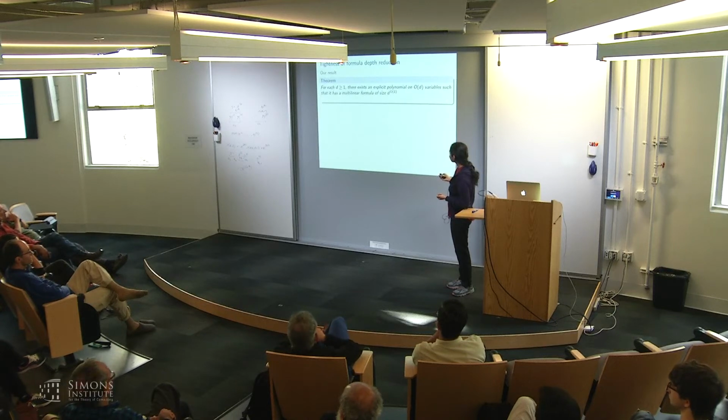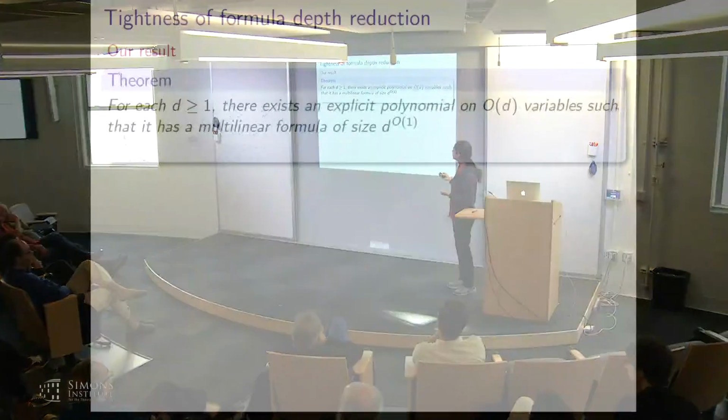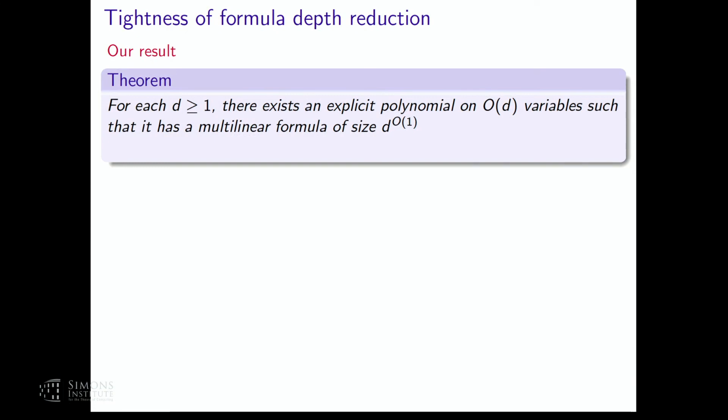What we show here is that in fact depth reduction for formulas is tight. In particular, to be fully formal, for each d, there exists an explicit polynomial on order d variables such that it has multilinear formulas of polynomial in d size, but any multilinear formula of depth anything smaller, little o of log d, must have size strictly superpolynomial in d.